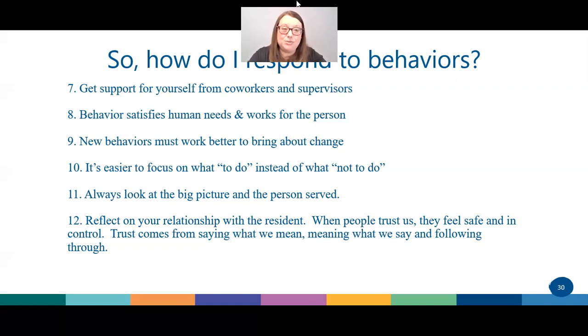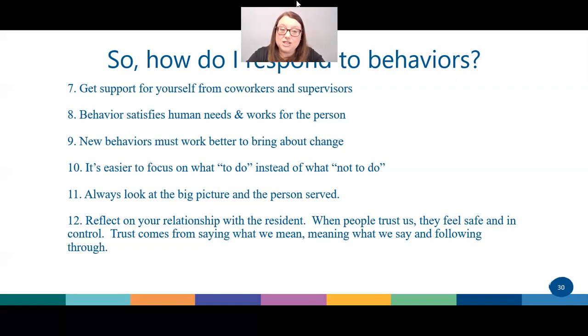Which is kind of related to number 12. Reflect on your relationship with the resident. When people trust us, they feel safe. And when they feel safe, they often feel in control. Again, likely to help de-escalate, likely to help those problem behaviors to dissipate.